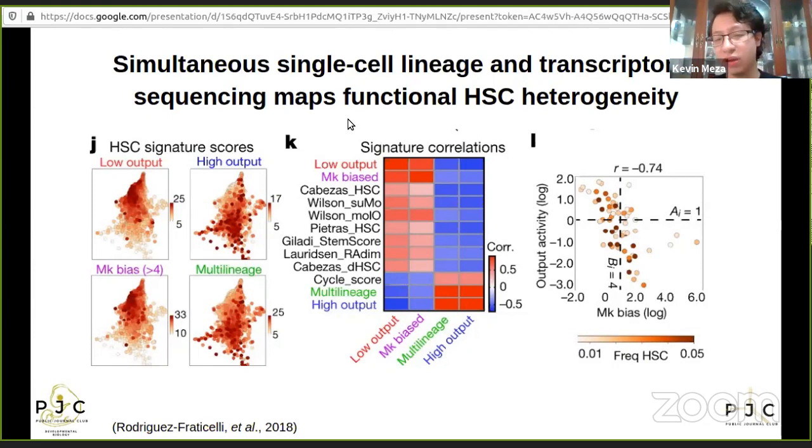Then in the next panel, we can see these correlation values between the MK bias and the output activity, the information we have already seen, and we can see that the greater the bias, the lower the output activity. So to conclude this figure, the important thing here is that they observed that even after transplantation, a subset of hematopoietic stem cells are remaining in a quiescent state. So now they wanted to see if this subset of cells could reacquire a similar configuration as long-term hematopoietic stem cells that were native. So I think that's all for this figure.